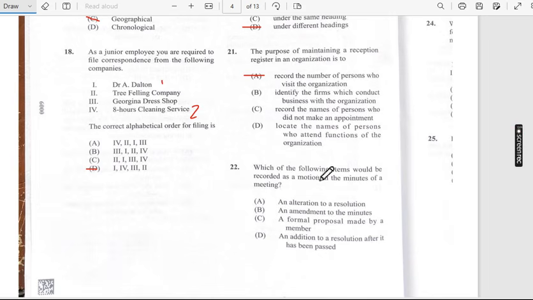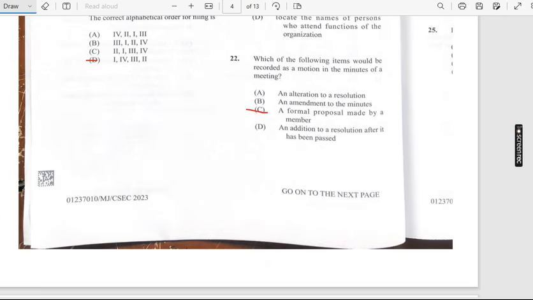Alright, number 22. So which of the following item would be recorded as a motion in the meeting? Alright, so a motion has to do with, let me see for this one, a formal proposal made by the member as an additional pass after it being passed. Alright, a motion has to do with a formal, yes. A motion has to do with a formal proposal made by a member. Alright.